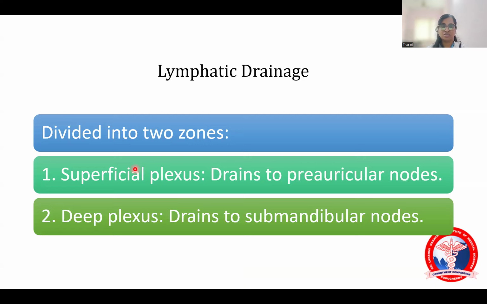Lymphatic drainage. Superficial plexus drains into preauricular lymph nodes and deep plexus drains into submandibular lymph nodes.